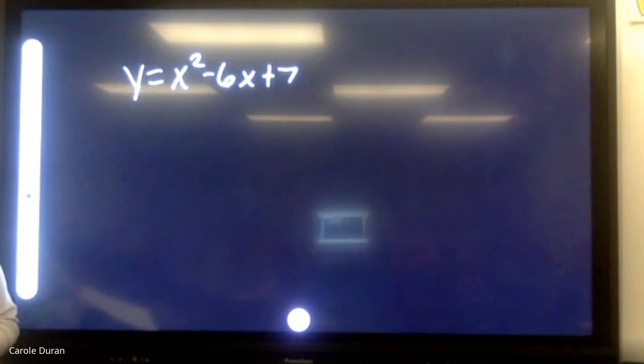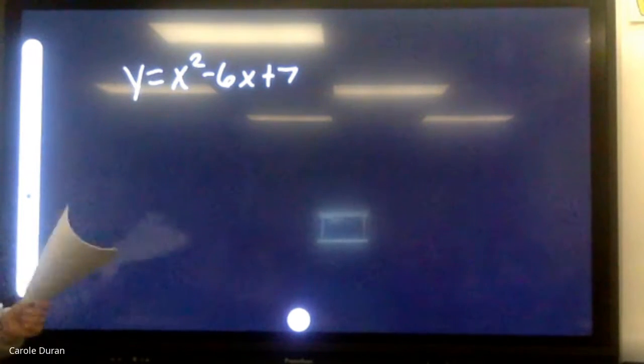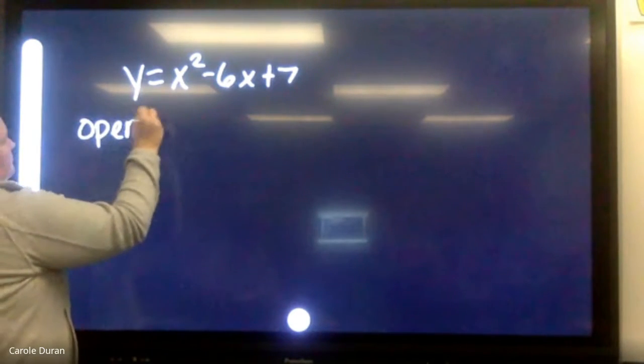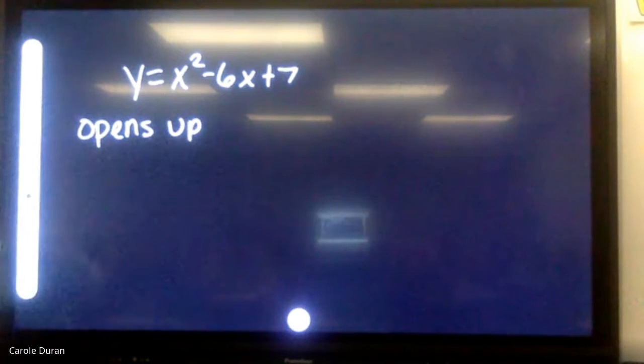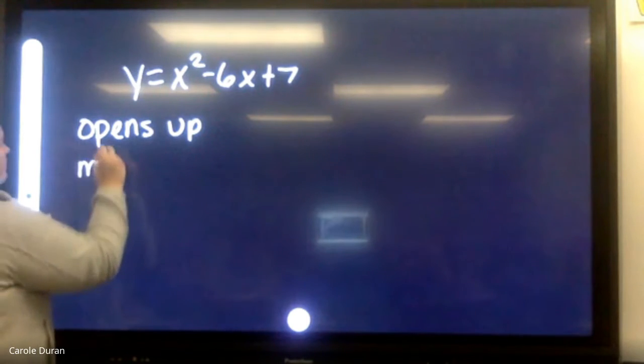If it's opening up or down, and then that will actually tell me if I have a minimum or a maximum. So 2 birds, 1 stone. Sam, how do you know if it opens up or down? Correct. So since it is a positive 1 in front of my x squared, is this parabola opening up or down? Up like a cup. So if it's positive, it opens up and negative down. Correct. Since it opens up, does it have a minimum or a maximum? Minimum, because cups have a bottom but not a top.